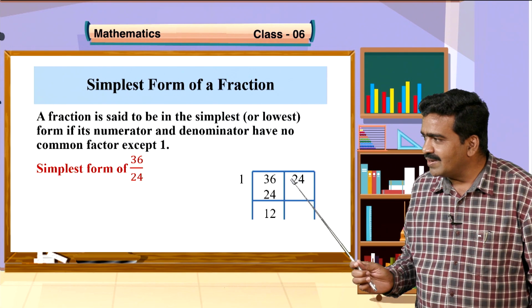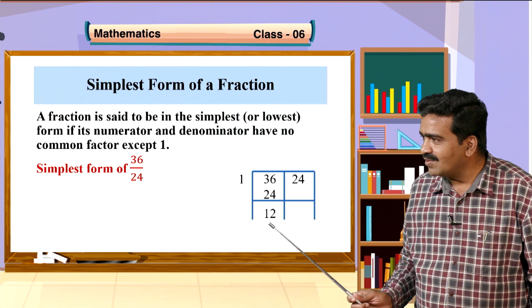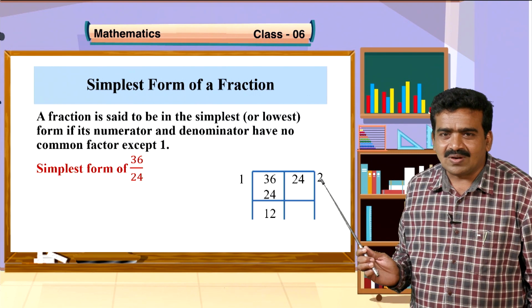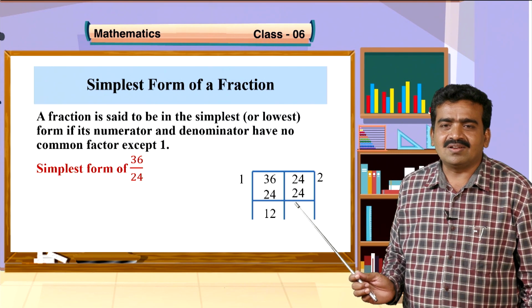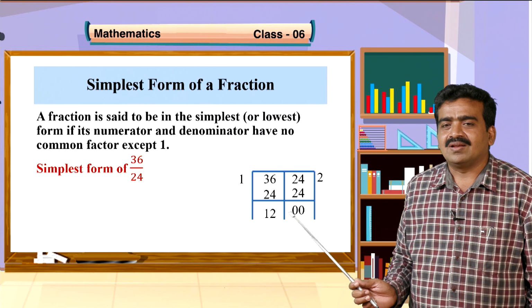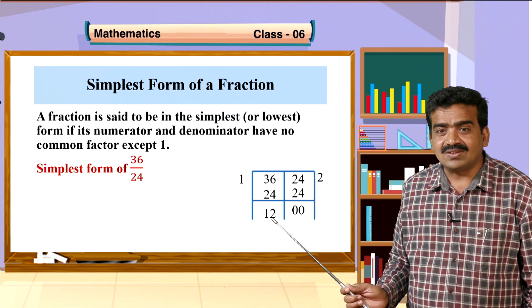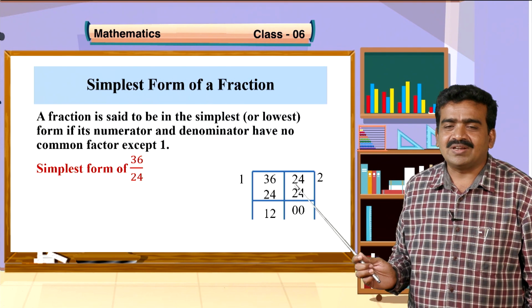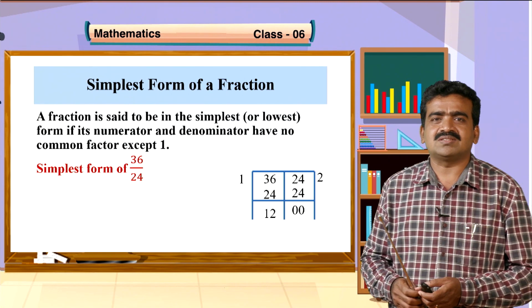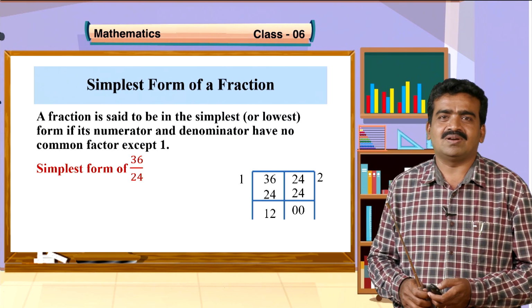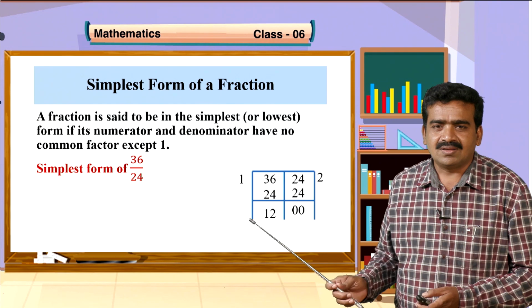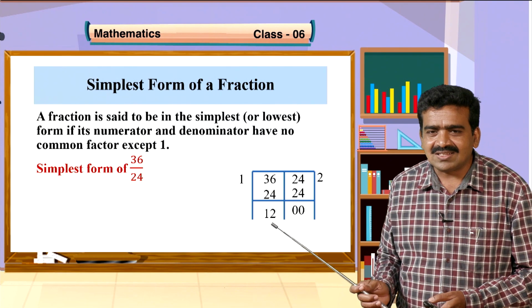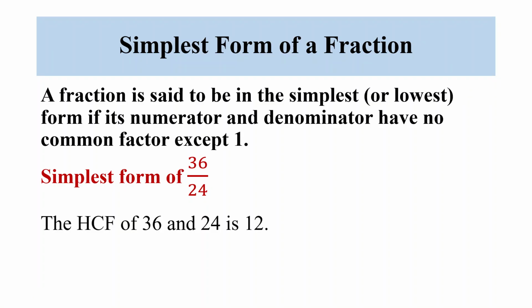So, just divide 24 by 12. How much will you get? Yes, 12 twos are 24. Here you are getting 0. Therefore, 12 is the HCF for 36 and 24. This is one of the best methods to find the HCF of two numbers. Here the 12 is left behind as it is. So, therefore, the HCF of 36 and 24 is 12.